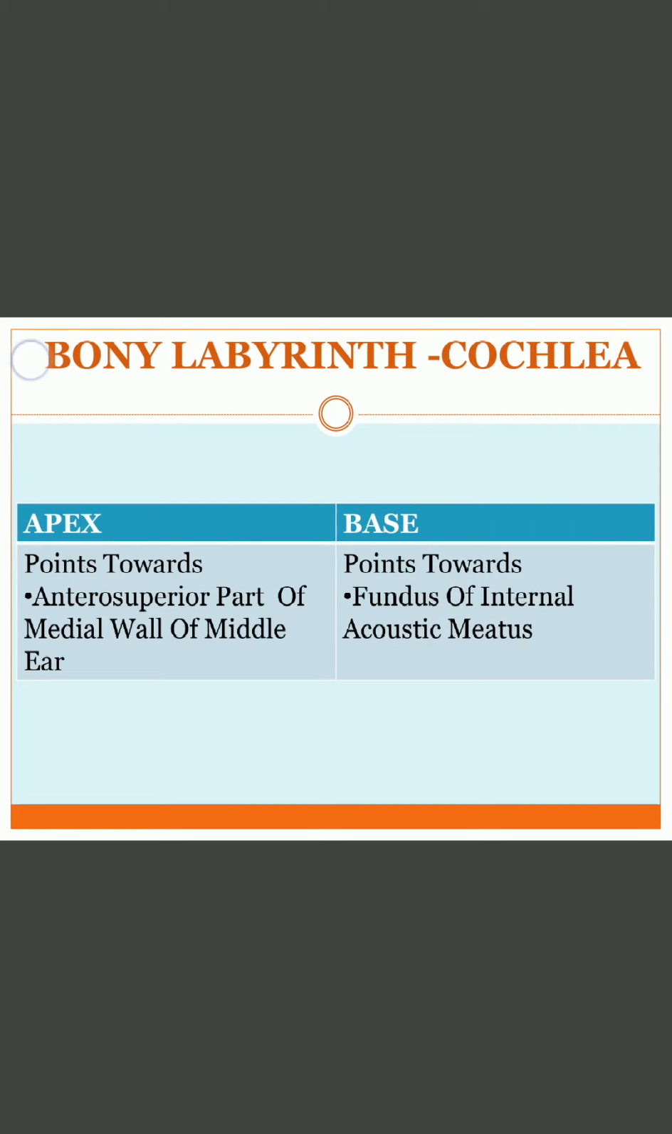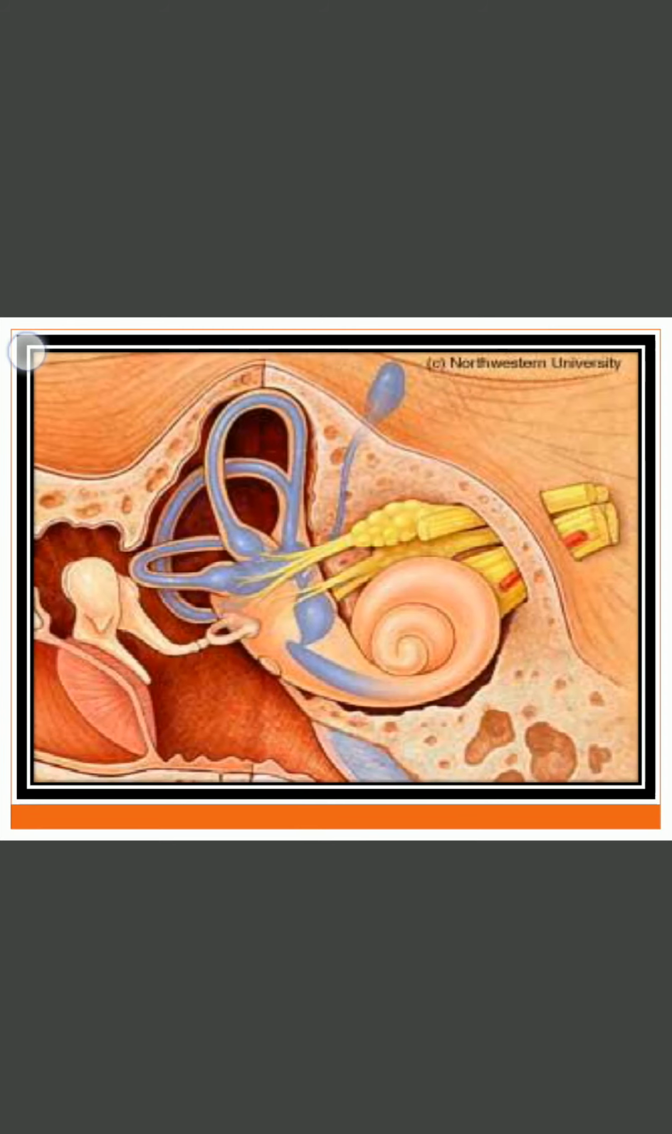So the modulus has an apex and a base. The apex of the modulus is anterior-superiorly located, and it is located anterior-superior to the medial wall of the middle ear. This is the medial wall of the middle ear, and it is located anterior-superior to that medial wall.